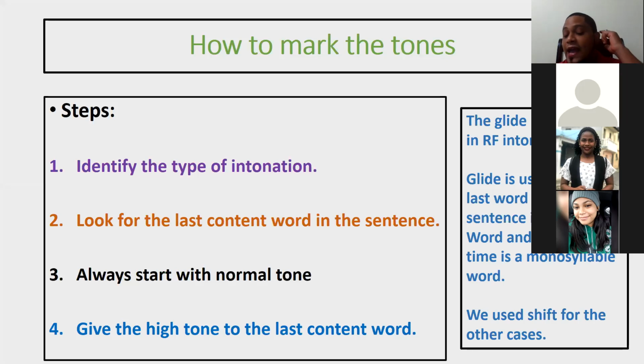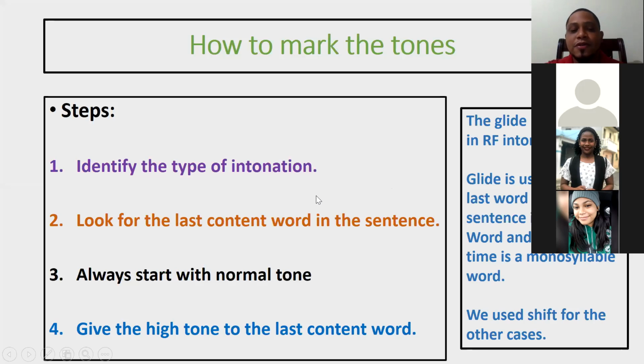All right. And then step number 4 is that you have to give the high tone to the last content word. Okay, it doesn't matter if it is rising intonation or if it is rising falling. You have to give the high tone to the last content word. And I'm going to show you that now, okay?